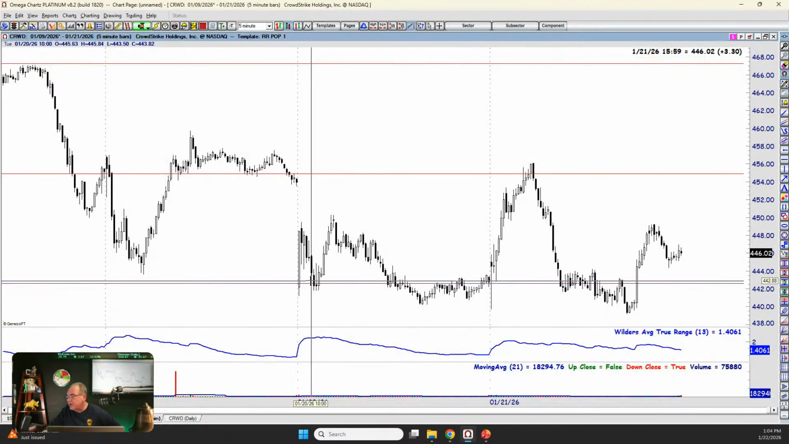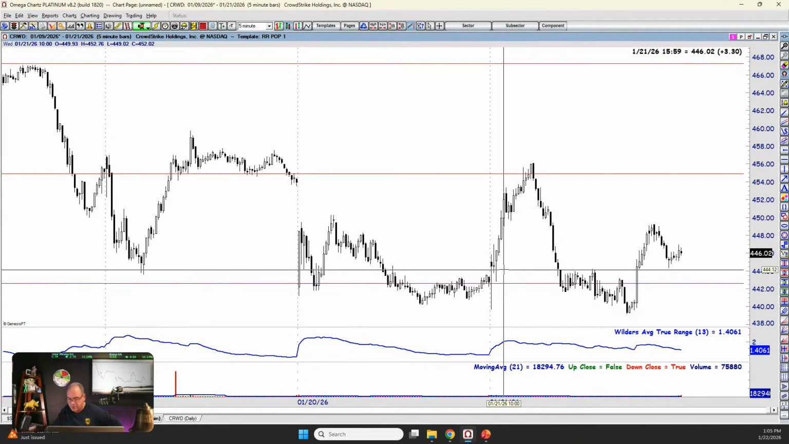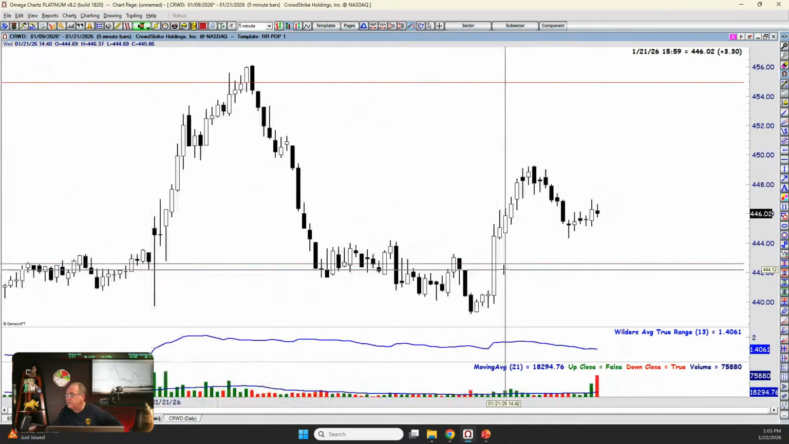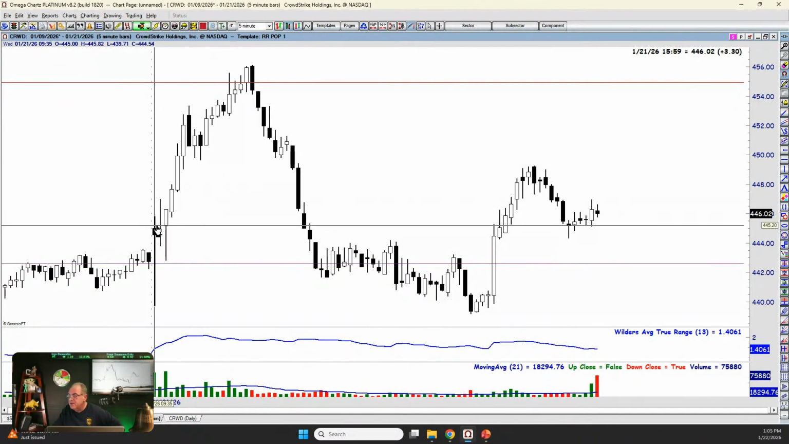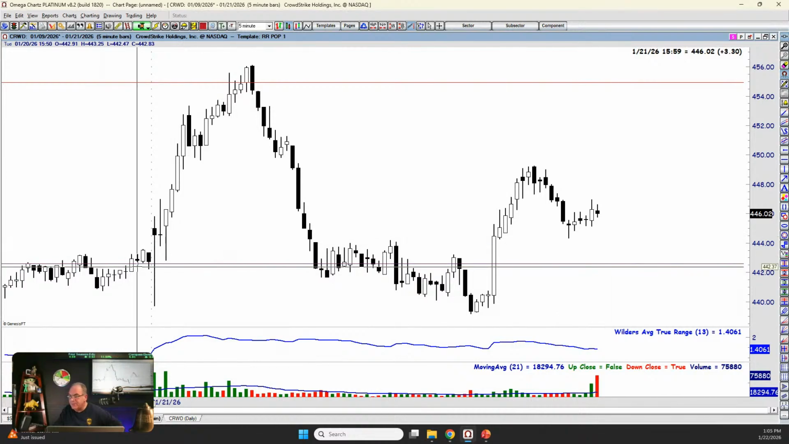Right? If we can get a pullback and get that set up in there. This is a 5-minute chart of CrowdStrike. You can see the move in here from, let me bring this in a little bit, make it a little bigger. We don't need to see all the previous days. So we had a gap up on this day. And then, so this is all one day. It gapped up and then it pulled back.